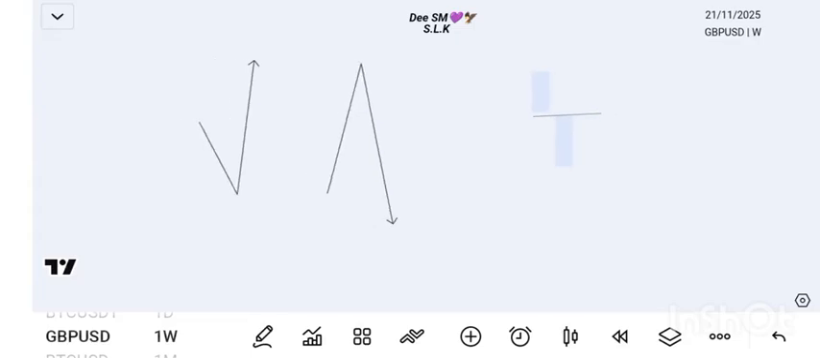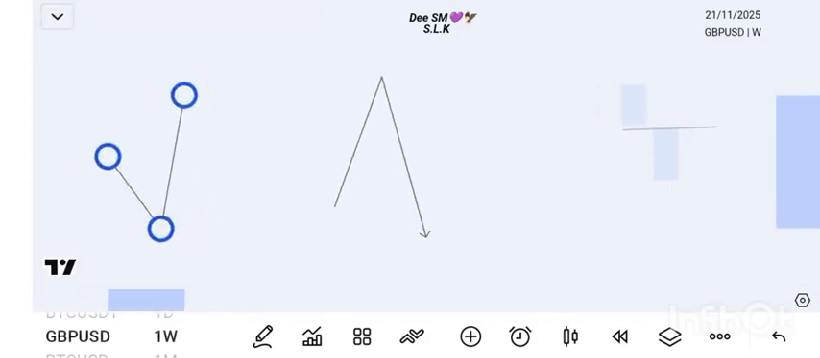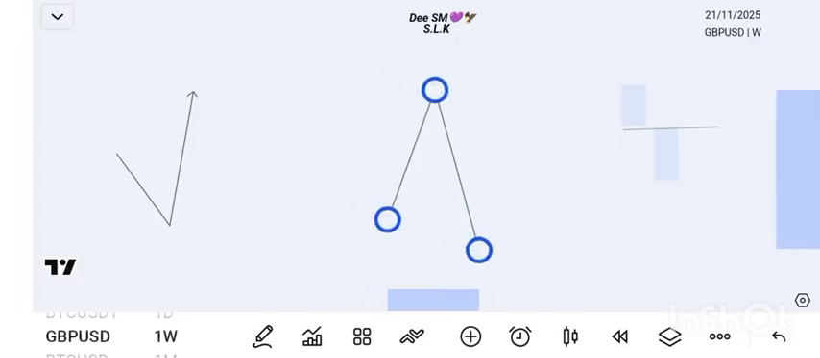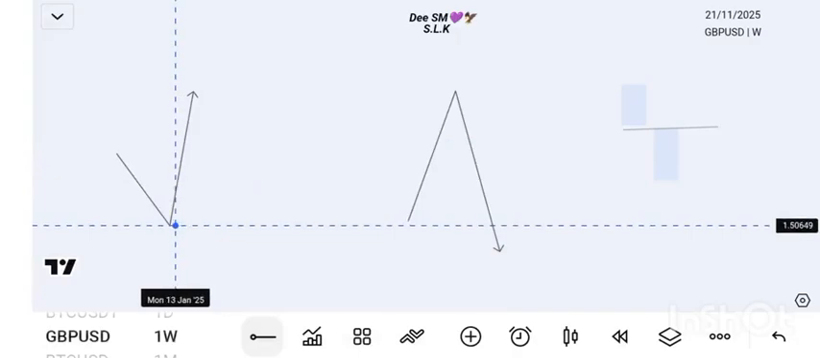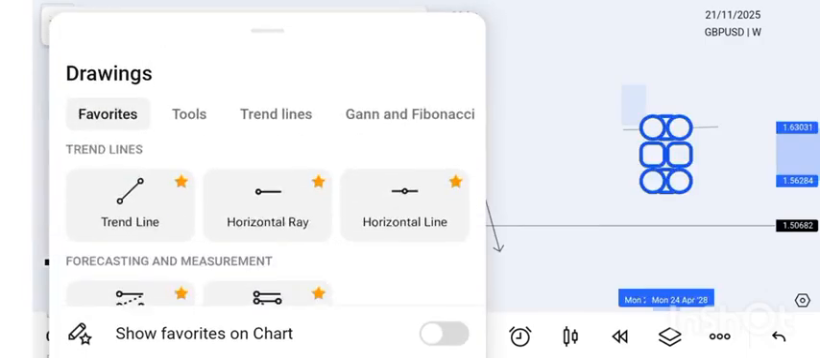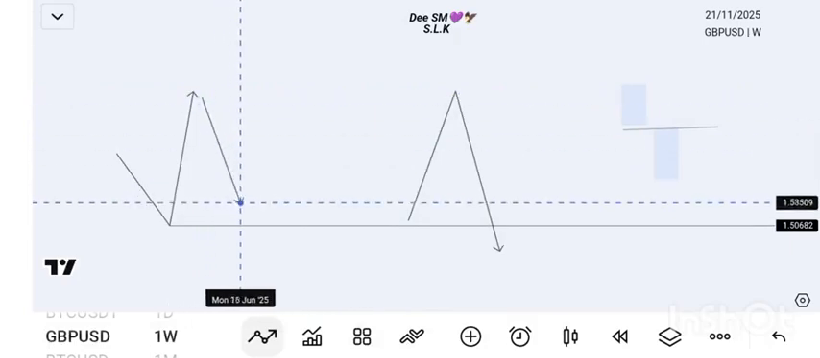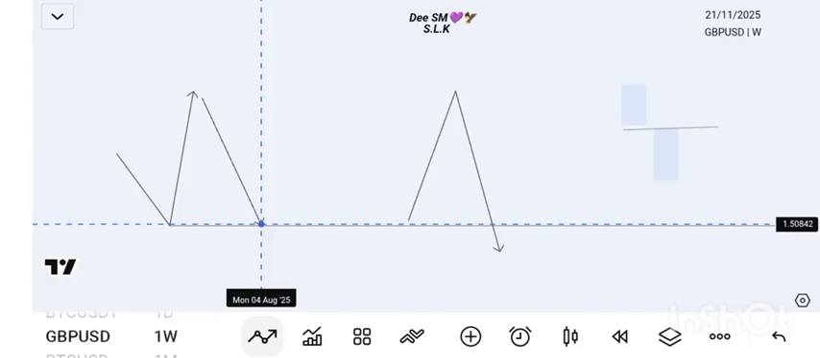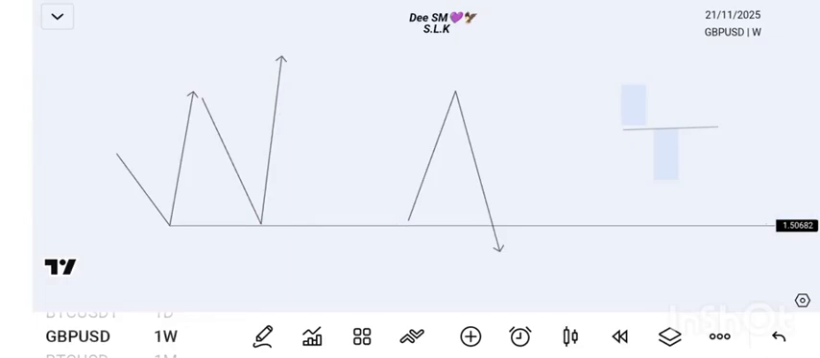Alright, so basically a V-shaped key level is supposed to be used for buys, meaning that we are expecting price to come into this key level like this, and then we're expecting it to use this key level for buys. That is basically what it is used for, right?